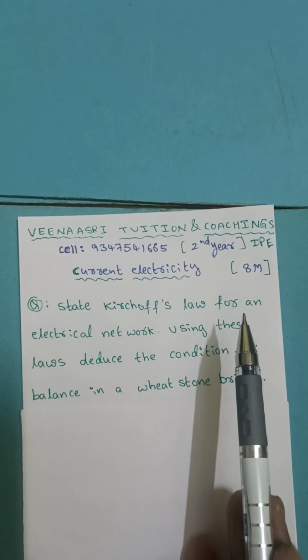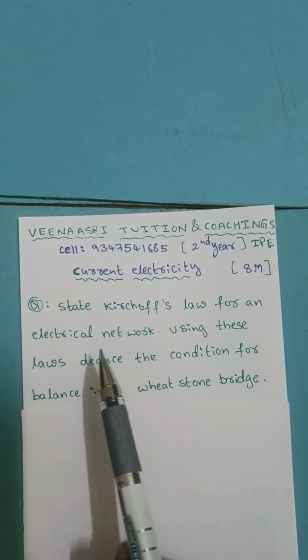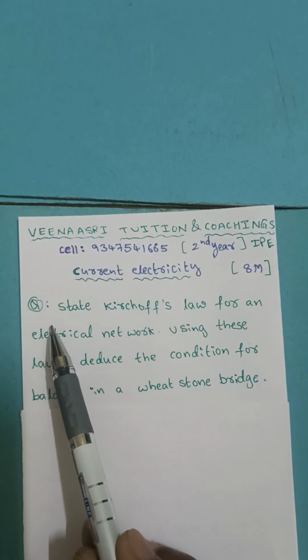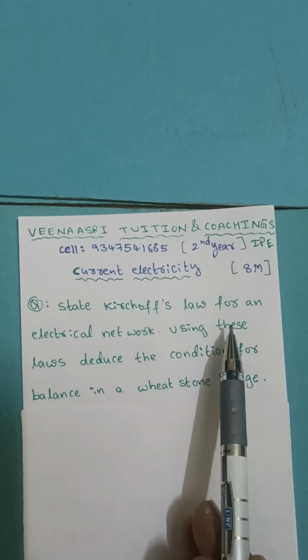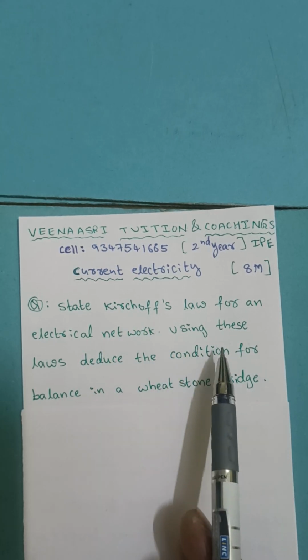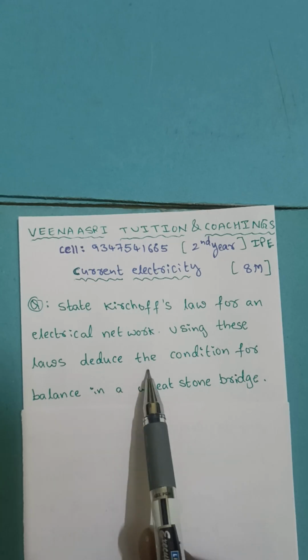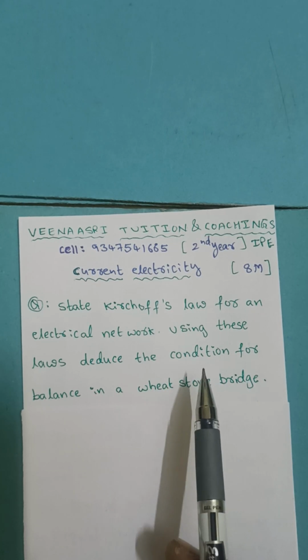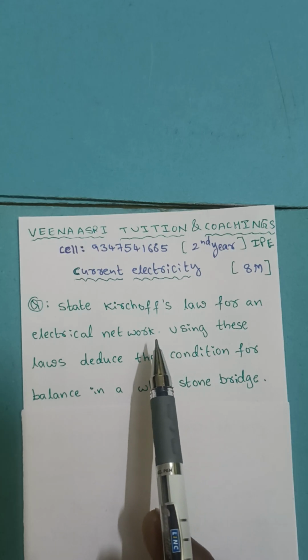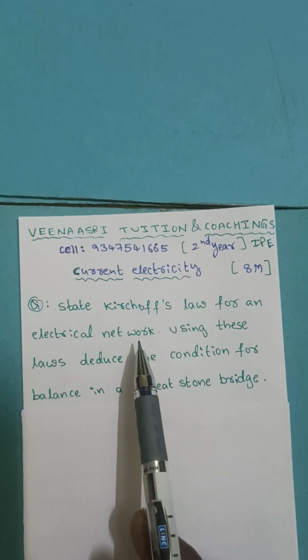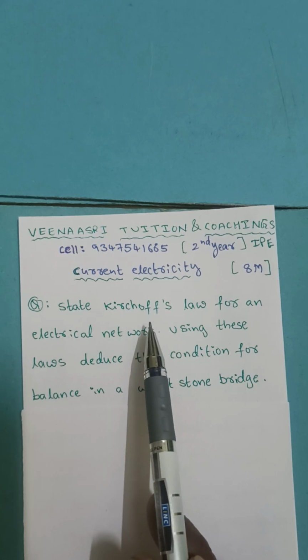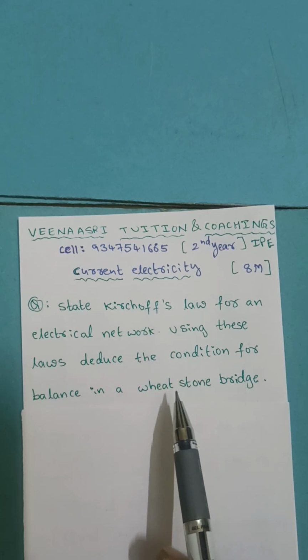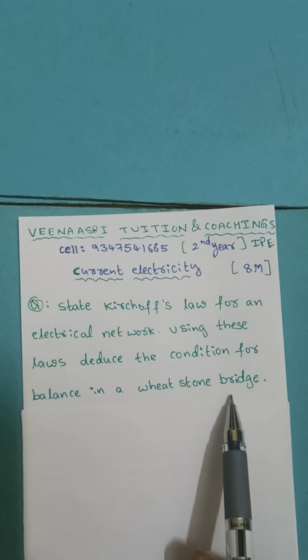Current Electricity, 8 marks, second year IPE. Long question. State Kirchhoff's laws for an electrical network. Using these laws, deduce the condition for balance in a Wheatstone bridge. By using Kirchhoff's laws, you write the condition for the Wheatstone bridge.